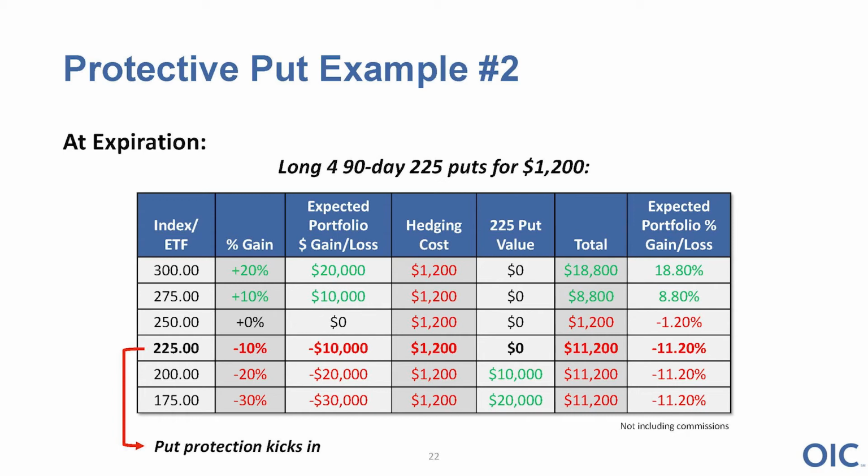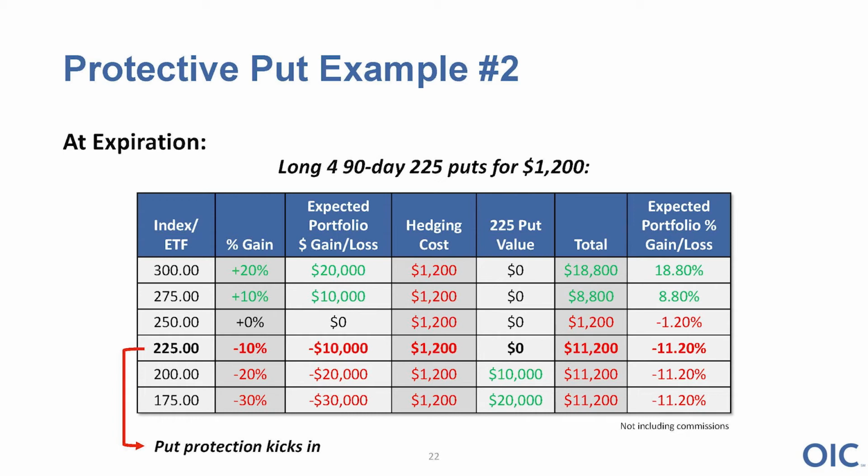If the stock goes to 225, well, it goes exactly to our strike. Our put would theoretically be worthless, and we would lose the $1,200 in put premium, plus we would lose the $10,000 on our portfolio, also known as the deductible. So in this case, we would lose $11,200. But as you can see, even if the market goes down by 30%, that's the most we're going to lose, the $11,200. So it doesn't matter where the market goes. We've limited our losses to $11,200, or 11.2%.